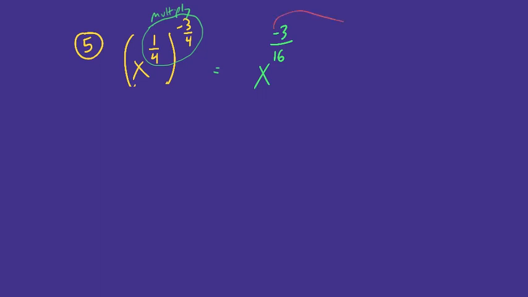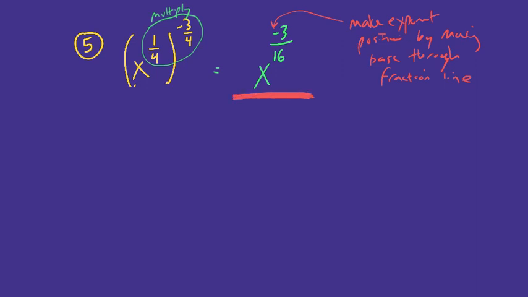And then any of our final answers, the exponents will need to be positive. So we're going to make this exponent positive by moving the base through the fraction line. This one has an invisible fraction line underneath. So we're going to take this and move it through that invisible fraction line.